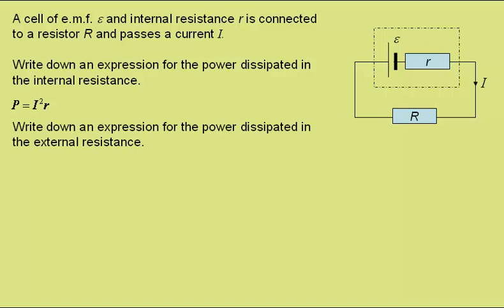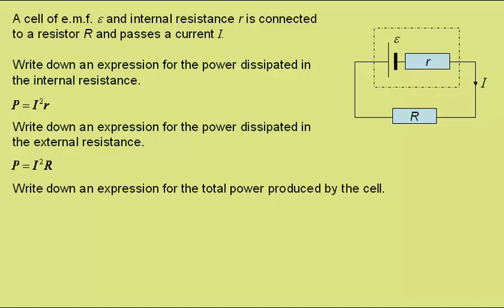Write down an expression for the power dissipated in the external resistance. Well, this will just be power is equal to I squared capital R. Write down an expression for the total power produced by the cell. Well, this will be given by the current times the e.m.f of the cell.